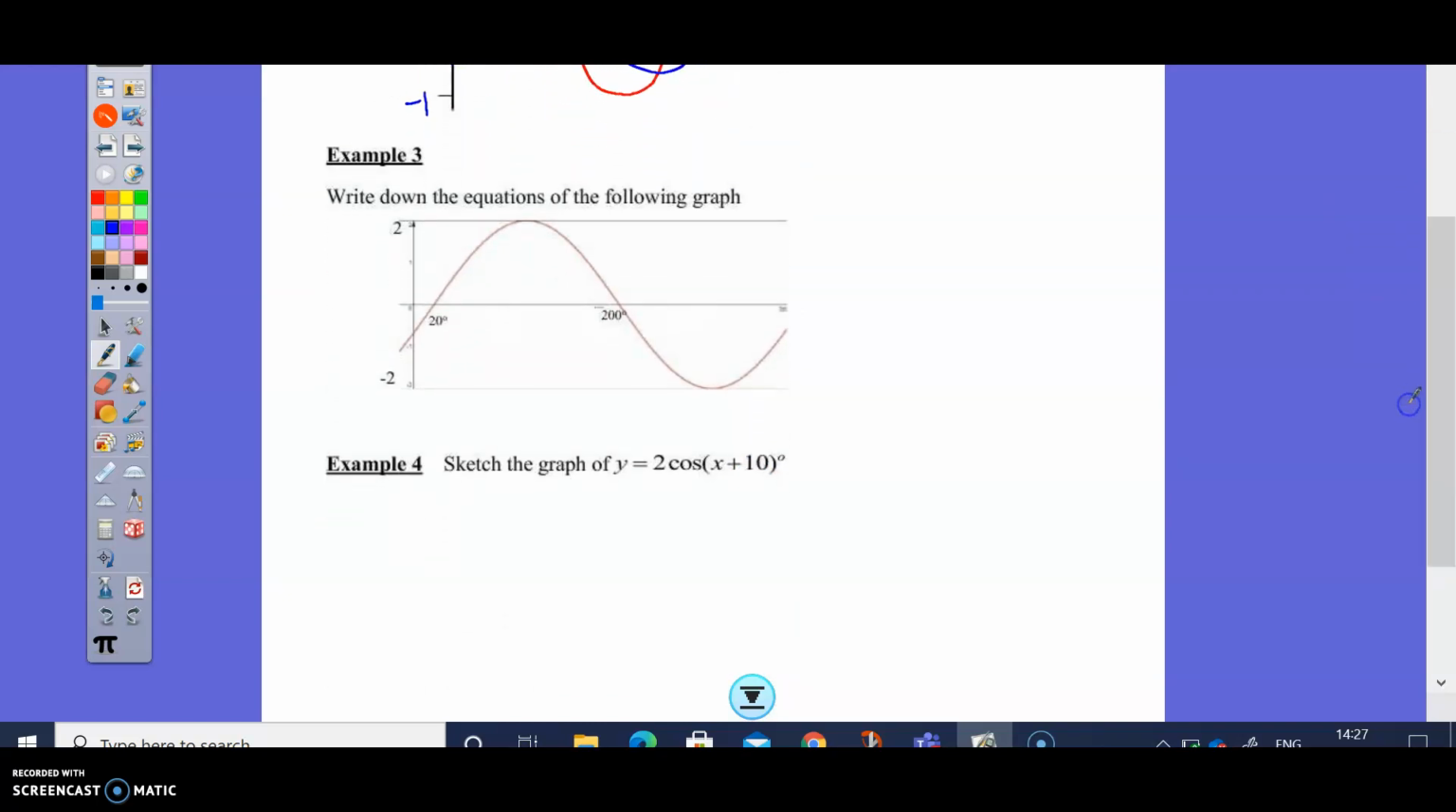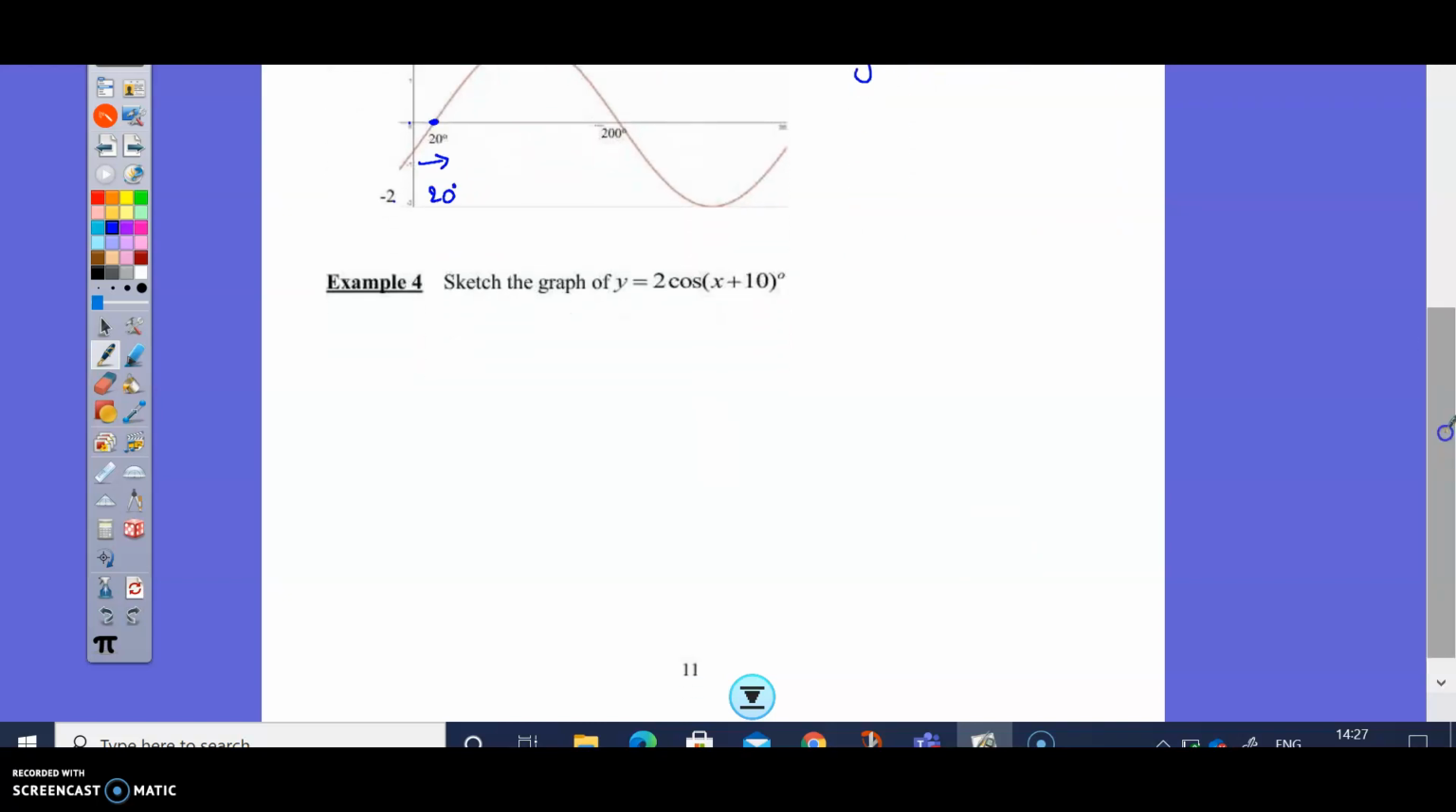See if we can write down the equation of this graph. The first thing we notice is it's a sine graph, it's starting down, going up and then round. It's starting here at 20 degrees rather than at 0, so it has shifted along that way by 20 degrees. It goes up to 2, down to -2. So that must be 2 sine x minus 20 degrees. Okay, and the last one, 2 cos x plus 10.